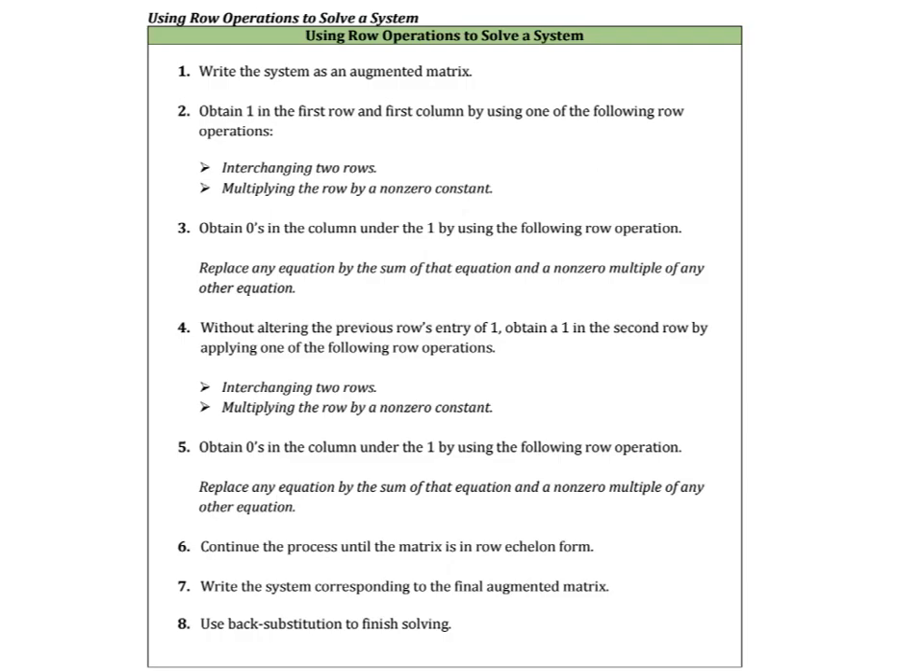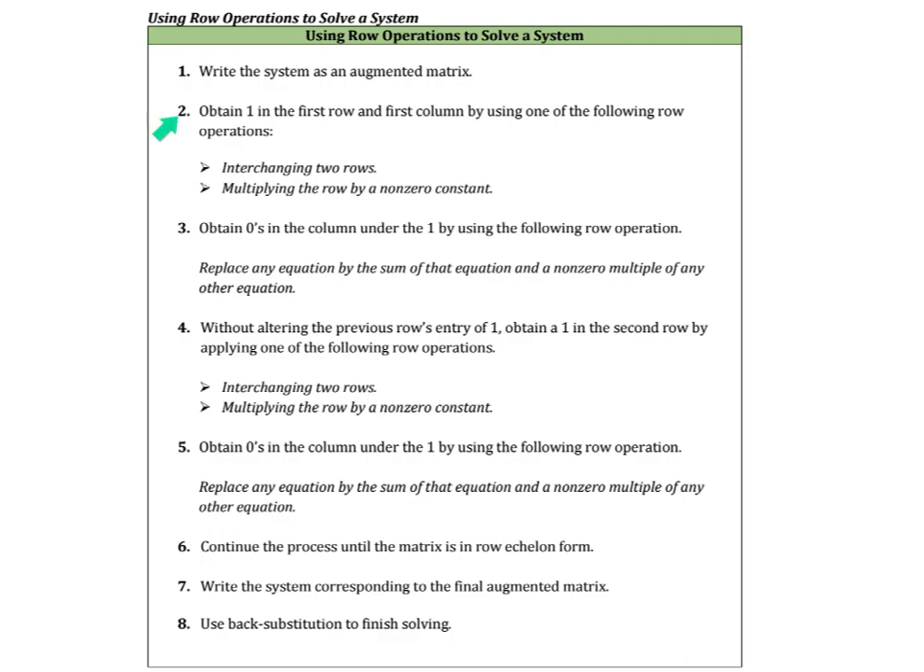If we take a system and we rewrite it as an augmented matrix, we can use row operations to solve the system. So the first step is to write that system as an augmented matrix, and then we are going to get our matrix into row echelon form. So we're going to obtain a 1 in the first row and the first column, and we can do that by interchanging two rows or multiplying the row by a non-zero constant.